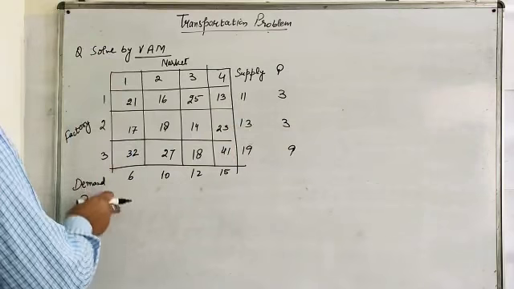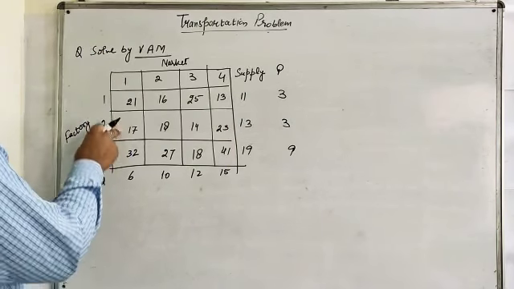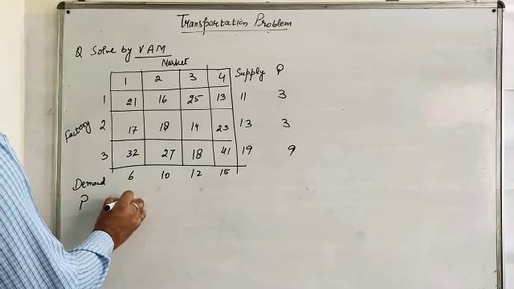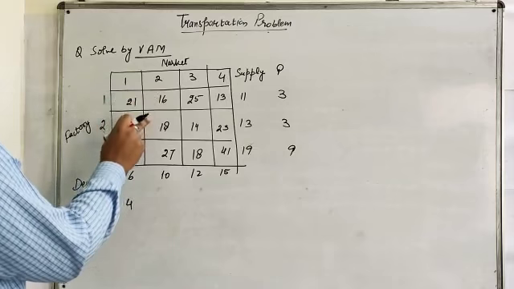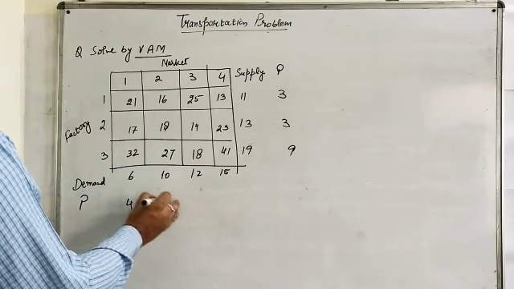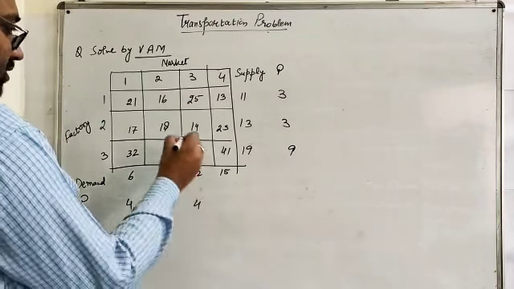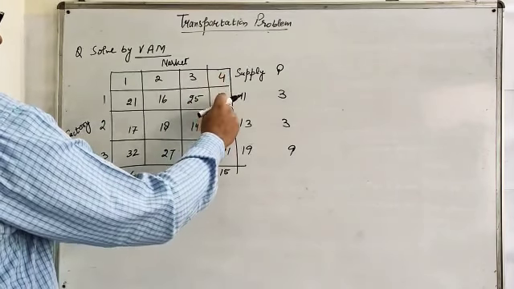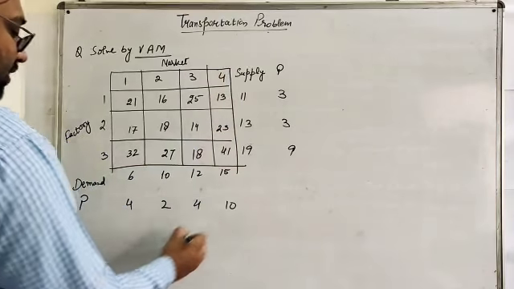Similarly, we have to identify the penalty for each column. In the first column, the lowest element is 17 and the second lowest element is 21. That is, 4 is the difference. In the second column, the lowest element is 16 and the second lowest element is 18. That is, the penalty is 2. For the third, it is 14 and 18, that is, the difference is 4. And for the fourth, the lowest element is 13 and the second lowest element is 23. So the difference is 10.